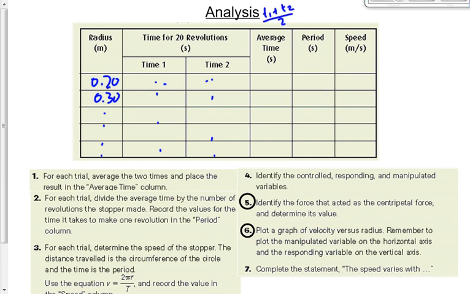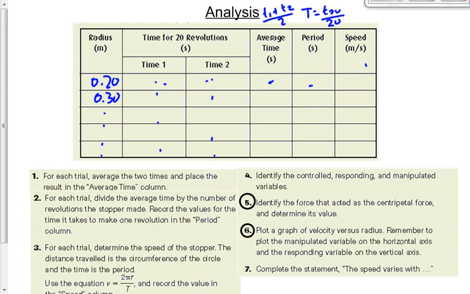The period, that's a little bit trickier. How are we going to find the period? Big T. It's your average time divided by, we want the time for 1 revolution. We just measure the time for 20 revolutions. The period is going to be the time for 20 revolutions divided by 20. So take whatever time you get right there, divide it by 20 to get the period.